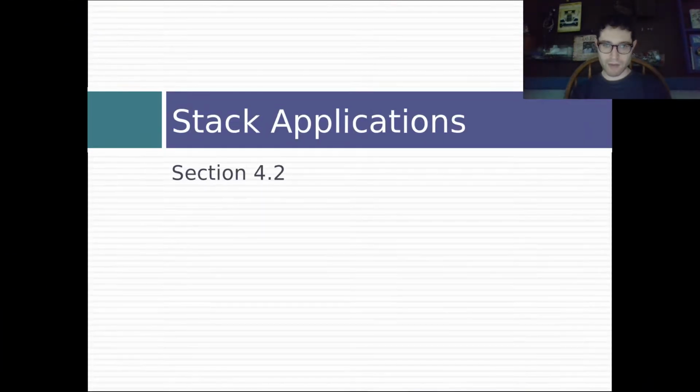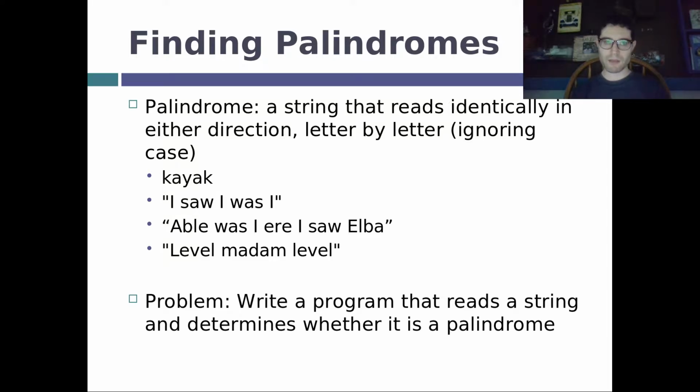Stacks are extremely powerful. One of the problems we can use stacks for is finding palindromes. A palindrome, if you have not heard the term before, you've probably seen them before, are words like kayak or radar, which are spelled the same forward and backwards, but we can extend it to entire phrases. I saw I was I. Abel was I ere I saw Elba. Level, Madame, level. We typically ignore the case and punctuation. My personal favorite is a man, a plan, a canal, Panama, which is pretty long.